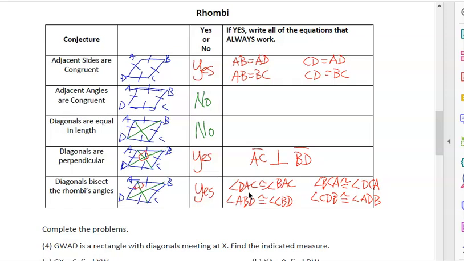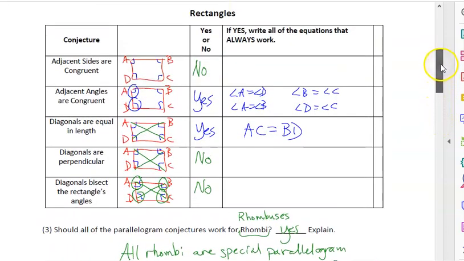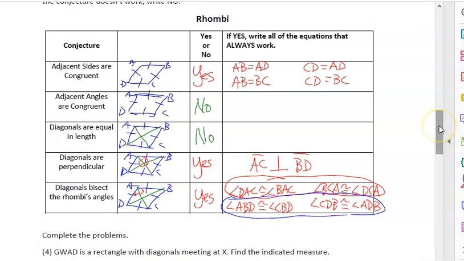And actually, if you go back to the rhombus, the angles at A and the angle at C, because opposite angles are congruent, the four angles at A and C are actually congruent to each other. Same thing with B and D. The bigger point I'm trying to make here is that with the rectangle, it was no, yes, yes, no, no. Rhombus, it was just the opposites. Yes, no, no, yes, yes.